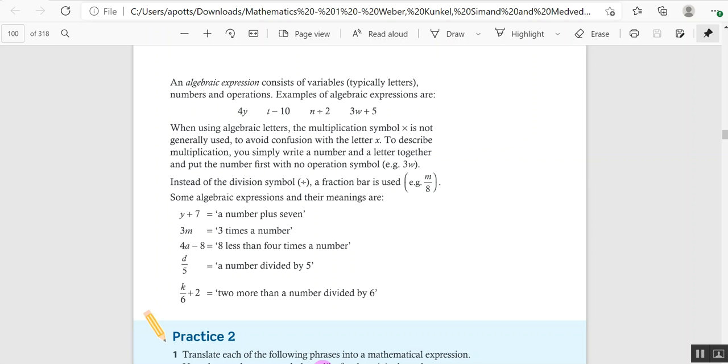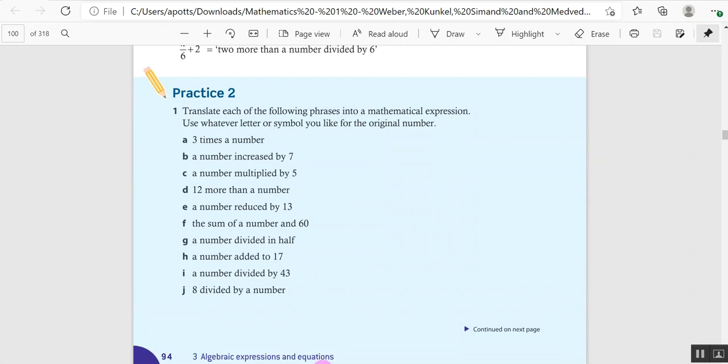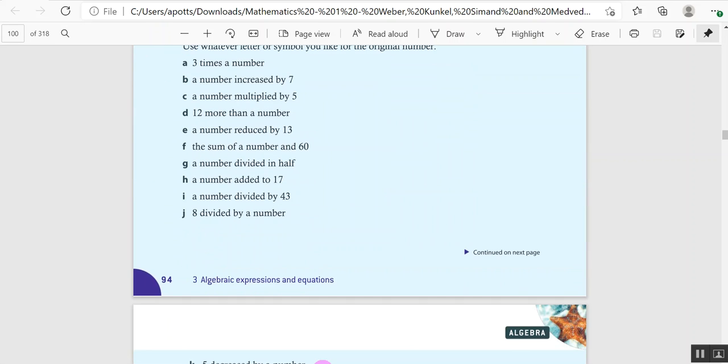All right, so we've got all of this. And then you were asked to be able to, so 3 times a number, you would express it as? 3.